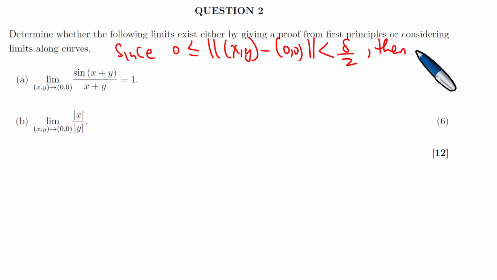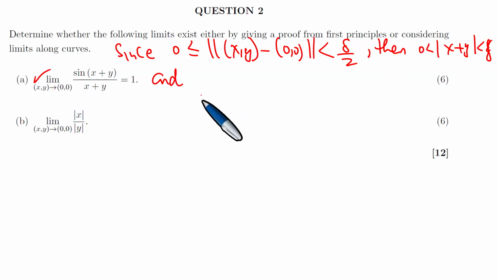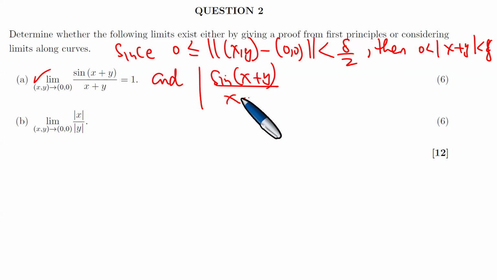Then 0 is less than the modulus of x plus y, less than delta. Okay, and remember, we're still doing part A. And the modulus of the sine of x plus y divided by x plus y, minus one, is less than epsilon.